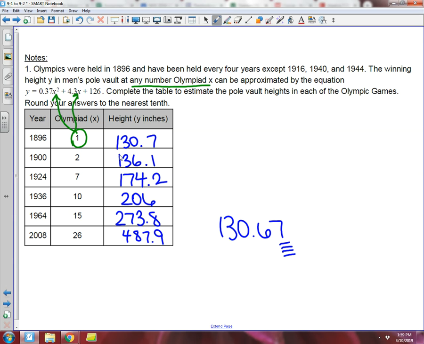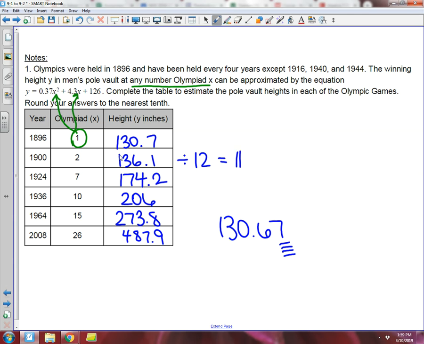How's everybody doing? Now remember, this is in inches, right? So if I wanted to turn this into feet, what would we do? How many inches are in a foot? So we divide by 12. Let's take, I don't know, let's take 1900. Can you do me a favor and in your calculator divide that by 12? How many feet? You cannot divide that by 12 in your head. 136.1 divided by 12.